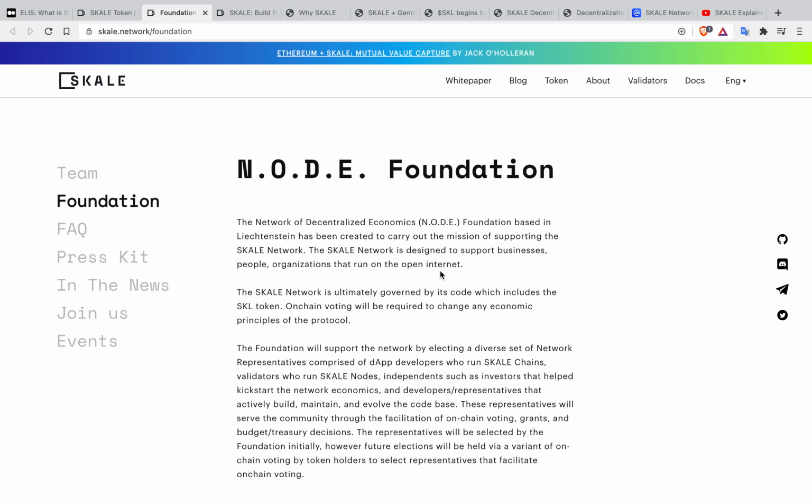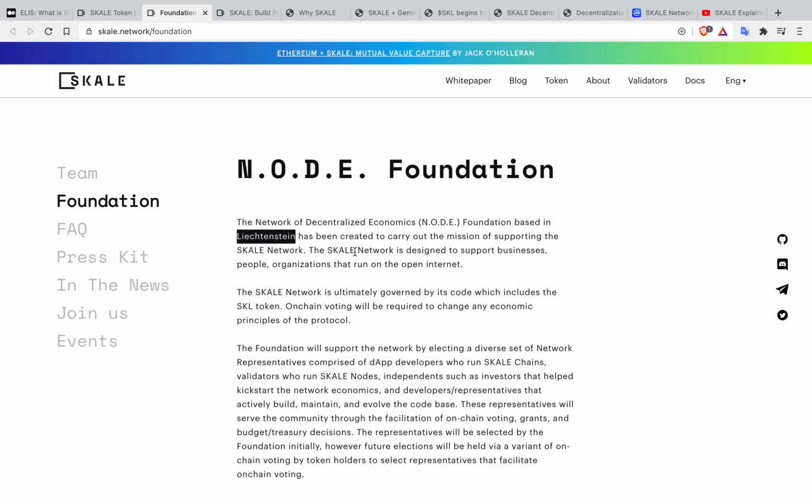So let's talk about SKALE and their node foundation. The network of decentralized economy nodes foundation is based in Liechtenstein. I think that's a German word, probably somewhere in Germany, obviously. And I'm pretty sure I did not pronounce it properly. Liechtenstein. That's probably it. It has been created to carry out a mission of supporting the SKALE network.